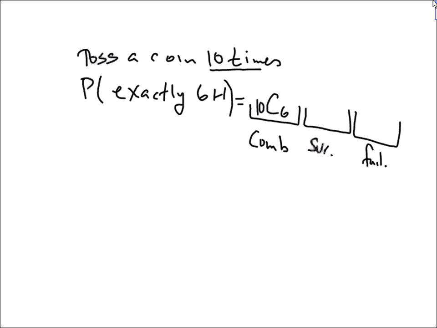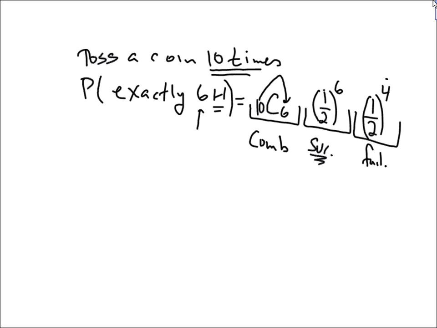All right, the success part. Well, the probability of success, that is getting a head, is a half, and the probability of failure is also a half. How many successes do we want? We want 6 heads. How many failures do we want? Well, we do an experiment 10 times. You want to have 6 successes. That means you want to have 4 failures. And for the record, 10 minus 6 is actually that number.